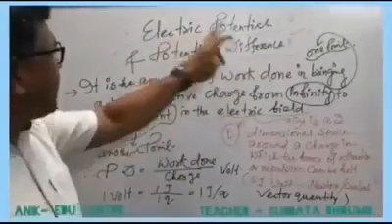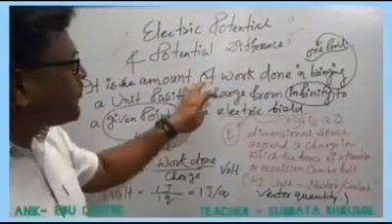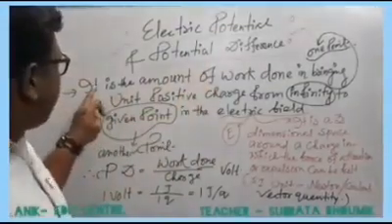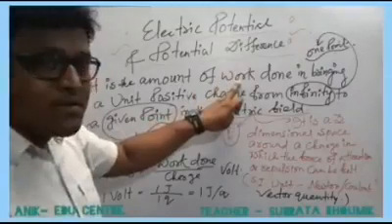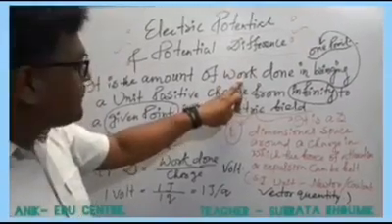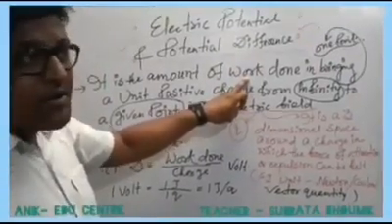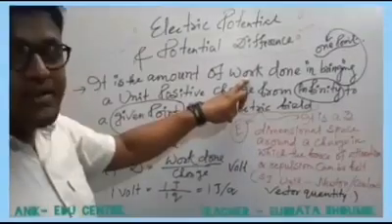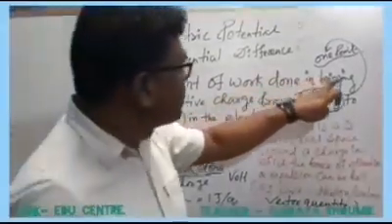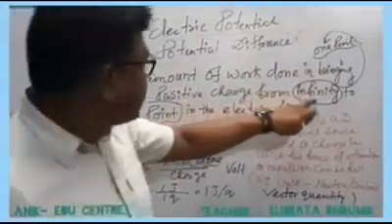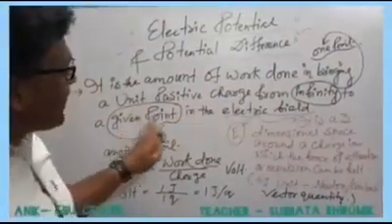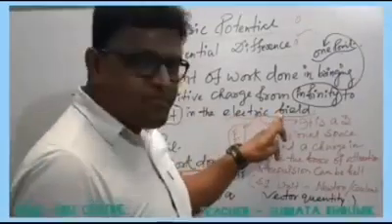So now what is electric potential? Electric potential is the amount of work done. Whose work done? That is the work done on electrons, that is, electric current, the flow of electric charge. Work done in bringing a unit positive charge from infinity to a given point in a particular electric field.